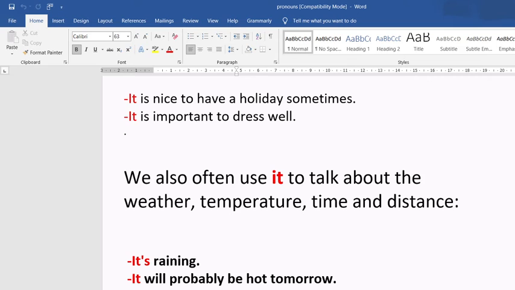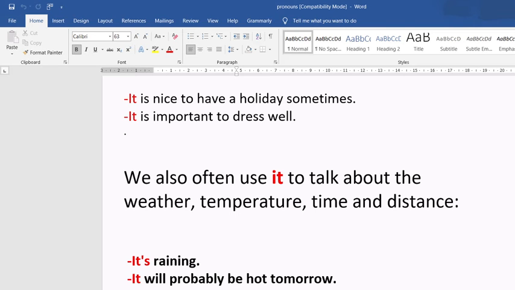In order to talk about weather, temperature, time and distance, we need to put "it" in the beginning. Otherwise, the expression will not be a correct one according to the rules of grammar. See, it's raining. You can't just say raining. You need to say it is raining or it's raining. It will probably be hot tomorrow. You can't say tomorrow will be hot.